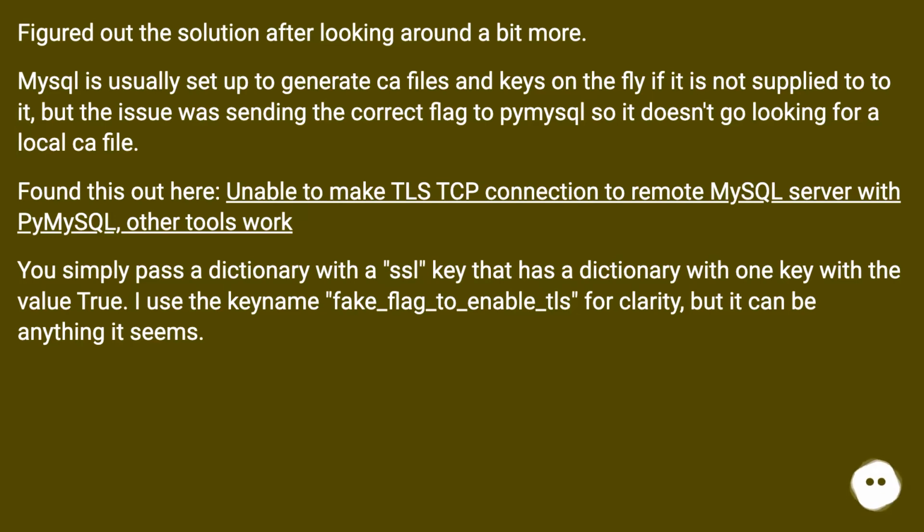Unable to make TLS TCP connection to remote MySQL server with PyMySQL, other tools work. You simply pass a dictionary with an ssl key that has a dictionary with one key with the value true. I use the key name fake_flag_to_enable_TLS for clarity, but it can be anything it seems.